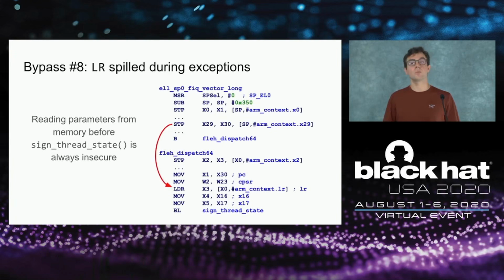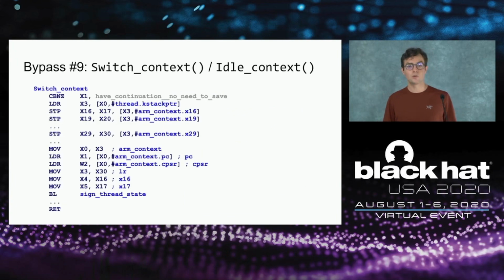So I started looking for other places where sign thread state is called, where it's going to be reading parameters from memory. And to my surprise, I actually found another function which does this exact same thing. So there's this function switch context, which is used during voluntary kernel context switches. So imagine a kernel thread is blocking on a mutex and yielding execution to another thread. When this happens, all of the callee saved registers are going to be spilled to your saved state. And in particular, that includes the return address, which means you have to protect it, which means a call to sign thread state.